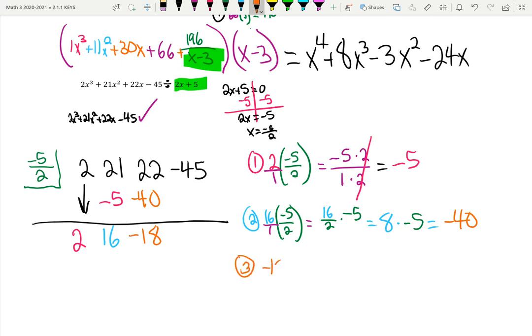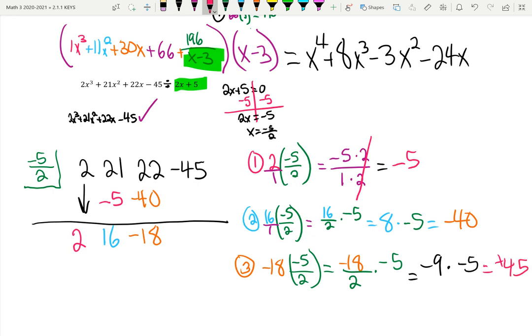I'm going to take my negative 18 and use a similar process to figure it out because I know negative 18 is even. So instead, I'm going to think of it as negative 18 divided by 2 and then multiplying by negative 5. And this is going to lead me to get negative 9 times negative 5, which is going to be 45. 45 and 45 make 0.